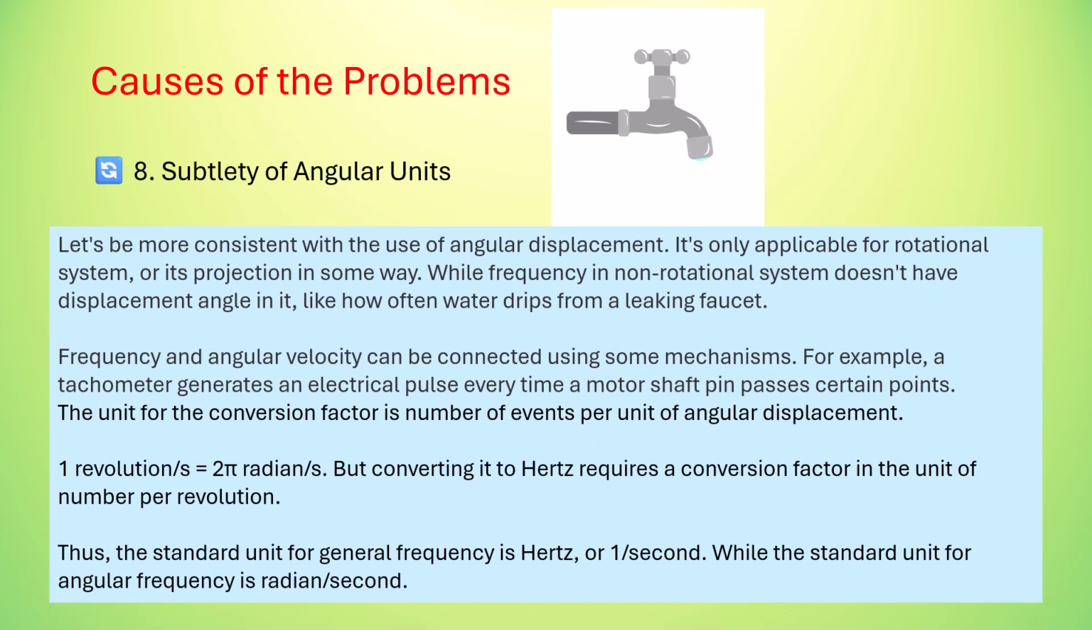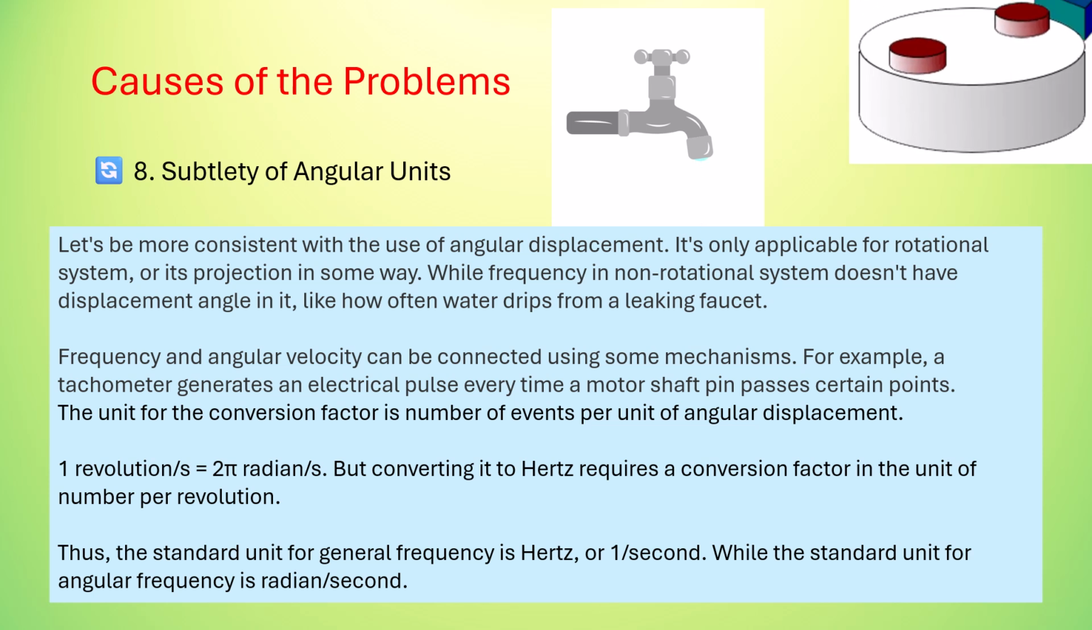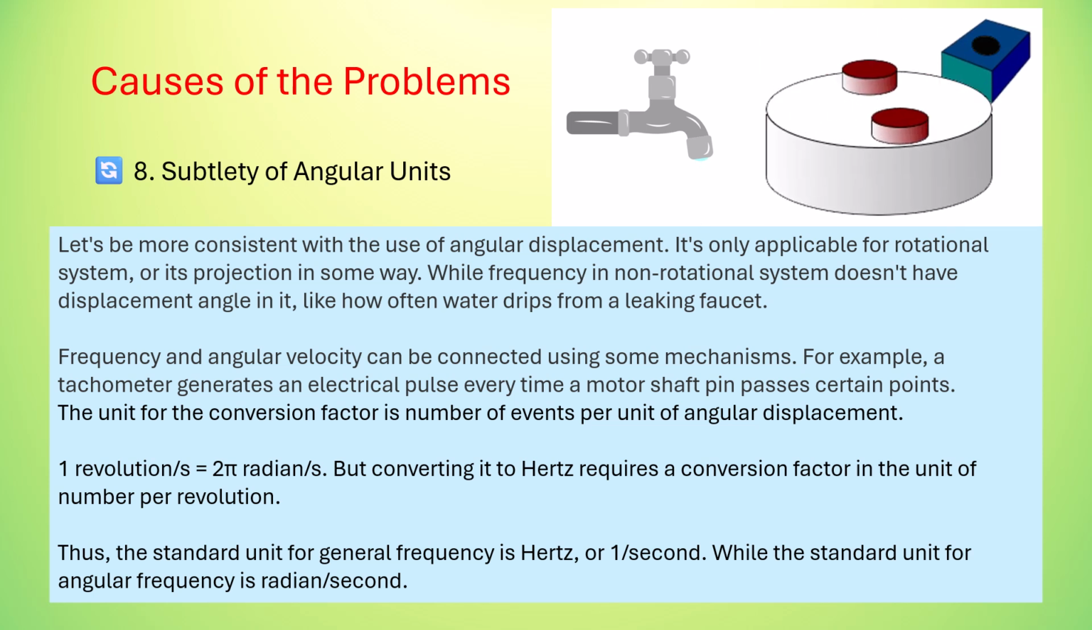Let's be more consistent with the use of angular displacement. It's only applicable for rotational systems, or their projection in some way. A frequency in a non-rotational system doesn't have a displacement angle in it, like how often water drips from a leaking faucet. Thus, the standard unit for general frequency is hertz, or 1 per second, while the standard unit for angular frequency is radian per second.